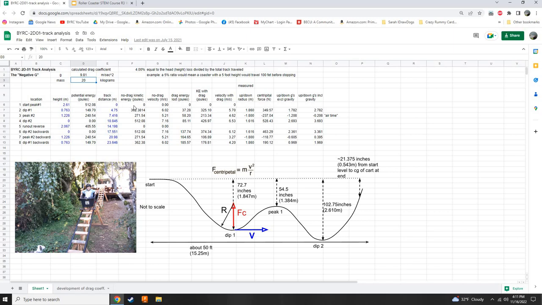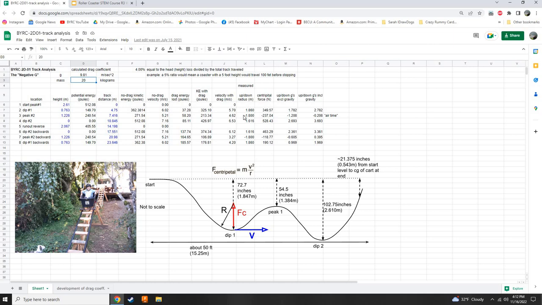There's no kinetic energy because it's not moving yet. Down at dip 1, we see that we went down to 0.76 meters, and then that's the potential energy. The rest of it minus the drag must be kinetic energy, so now I can calculate the speed. So the velocity in meters per second is 5.7, about right at the bottom of that.